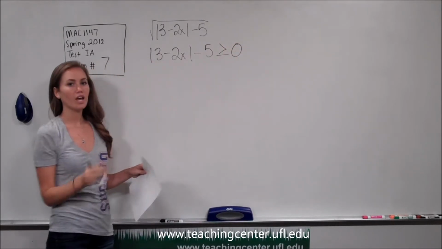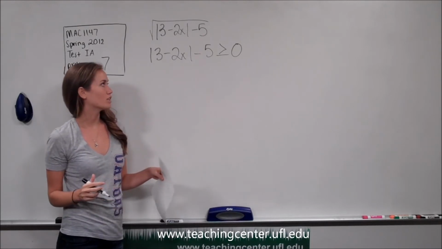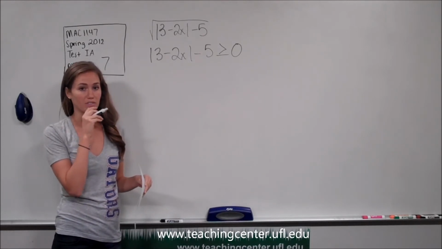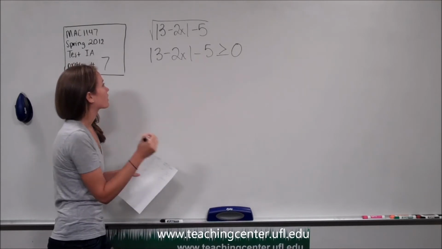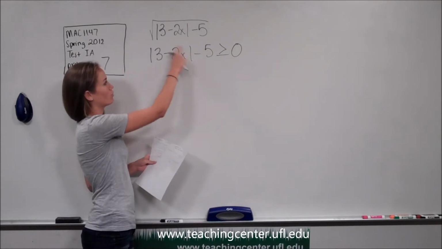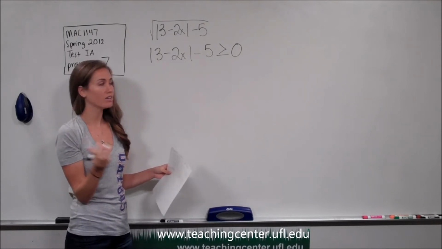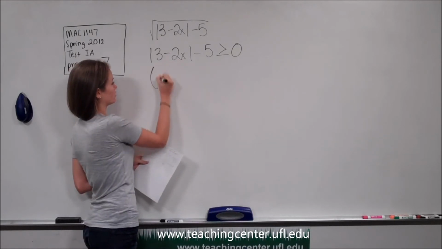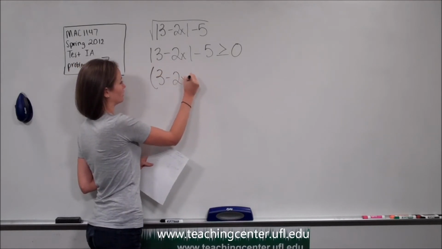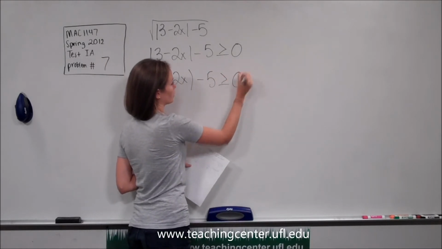And so we have these absolute value bars, which can kind of confuse us, so we need to get rid of those. And to do that, we have to create a piecewise function. So we can assume that whatever is inside the absolute value bars is going to be positive, and if it's always positive, then we can just drop the absolute value bars. So it's just 3 minus 2x minus 5 greater than or equal to 0.